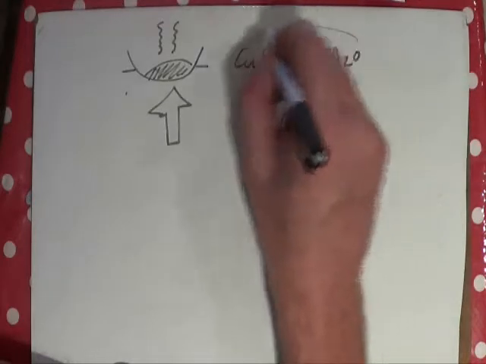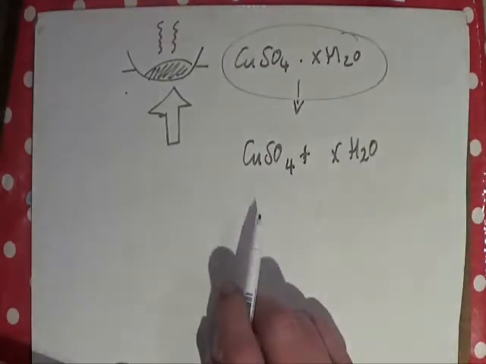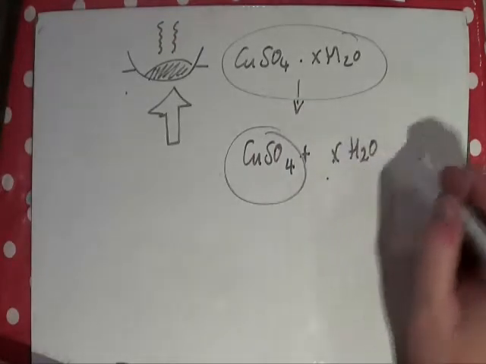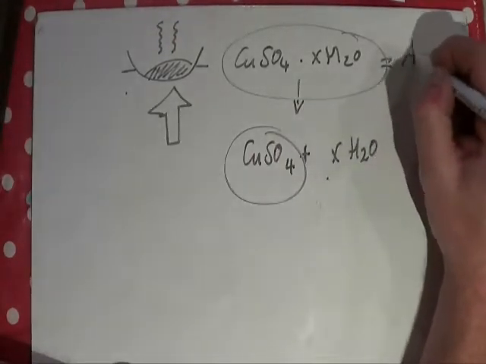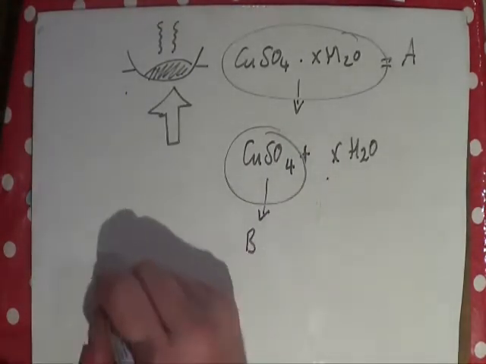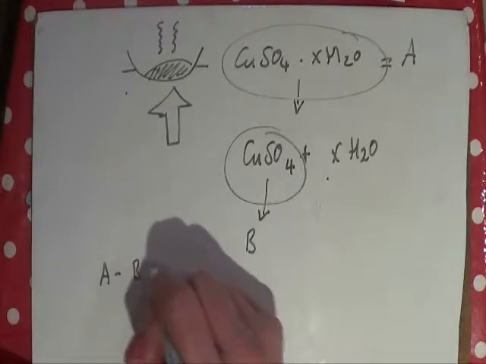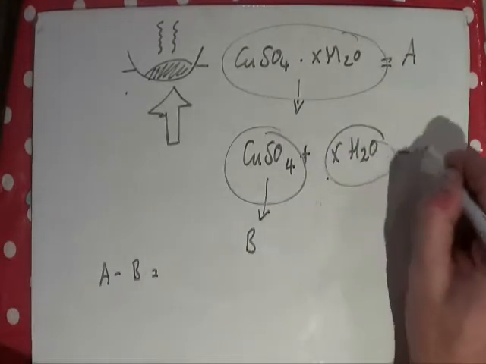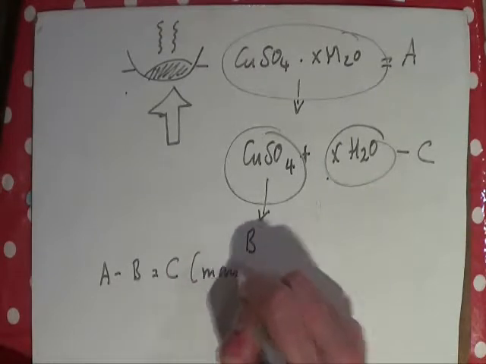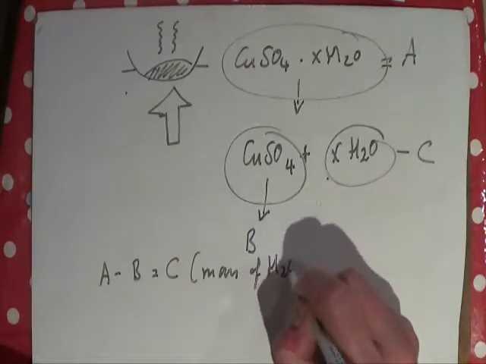So if we know what mass of this we started off with, and we know what the mass is at the end, well, then we can work out. So if we call this A, and we call this B, we can work out A minus B equals, we call the mass of water C, and that is simply the mass of water.